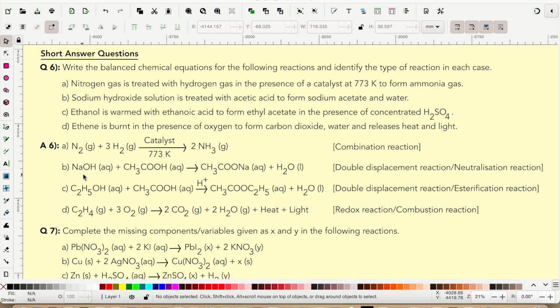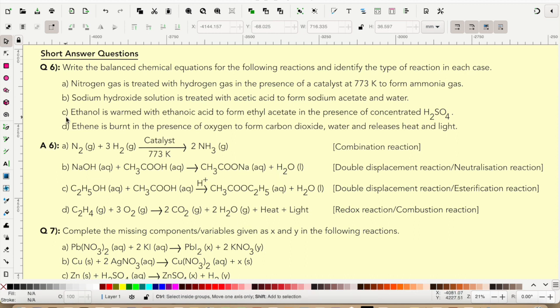As we know, NaOH is made of Na plus and OH minus ions. CH3COOH is made of CH3COO minus and H plus ions. Na plus combines with CH3COO minus ion to make CH3COONa, and H plus combines with OH minus to make H2O. So this is double displacement reaction. This is also neutralization reaction. As we know, in neutralization reaction, one acid reacts with one base to make salt and water, and this is the case here. Acid CH3COOH reacts with base NaOH to make salt CH3COONa plus water H2O.